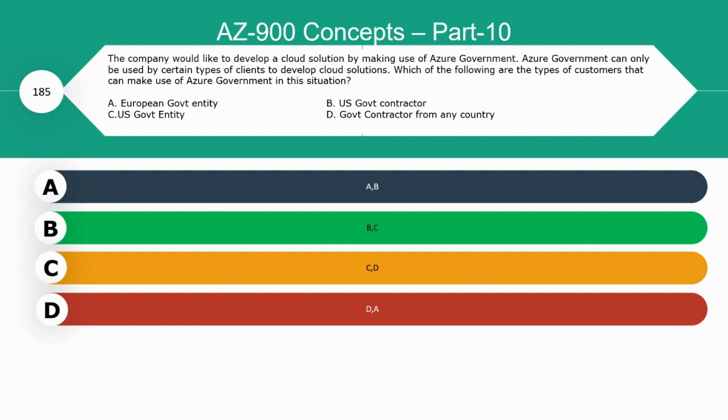Next question. A company would like to develop a cloud solution by making use of Azure Government. Azure Government can only be used by certain types of clients to develop cloud solutions. Which of the following are the types of customers that can make use of Azure Government in this situation? Option A, Europe government entity. Option B, US government contractor. Option C, US government entity. Option D, government contractor from any country.